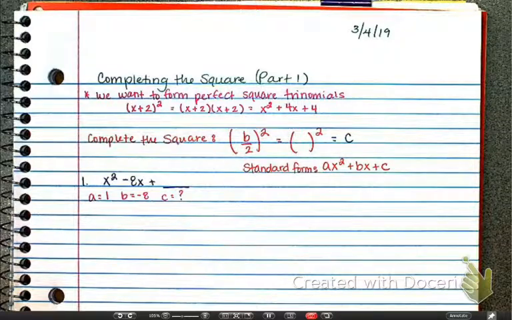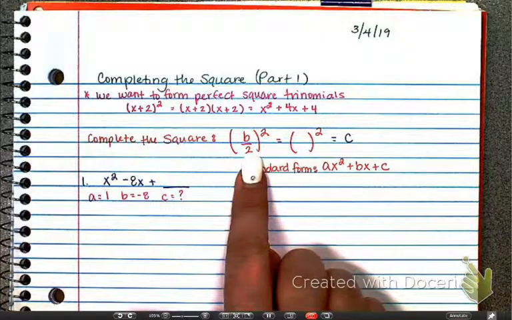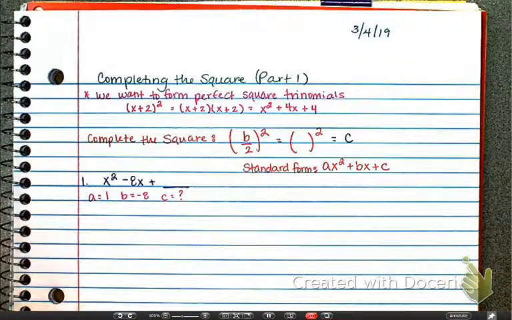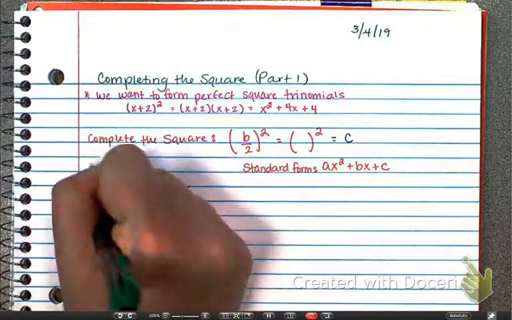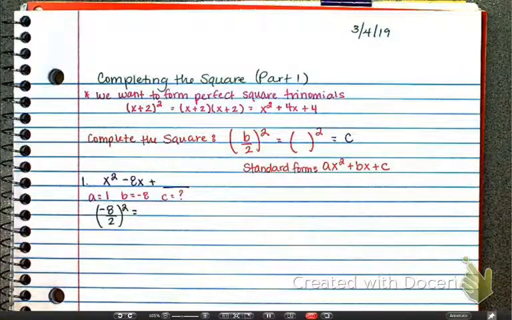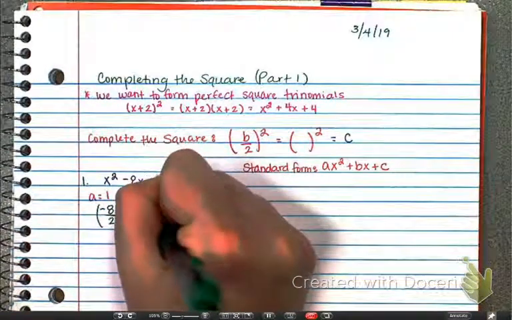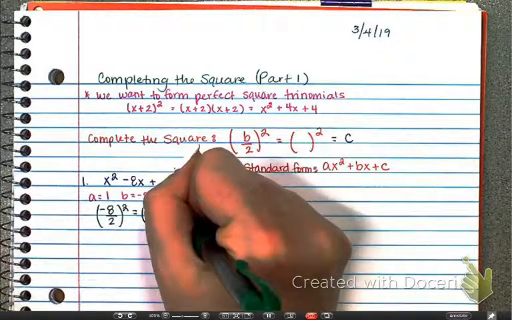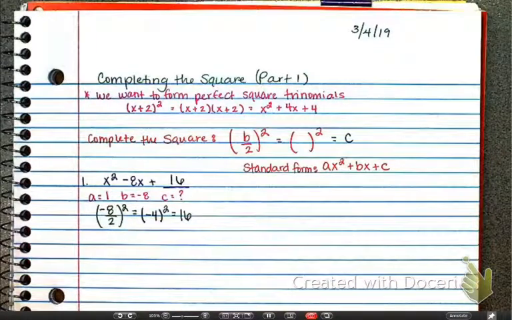Okay. So in order to solve for C, I'm going to use this. I'm going to just call it a formula. B divided by 2 squared. So what is B again? Negative 8. So negative 8 divided by 2 squared is what? What's negative 8 divided by 2? Let's start there. Negative 4. And negative 4 squared is 16. So this blank is a 16. Okay, so that b divided by 2 squared gives me my C term.